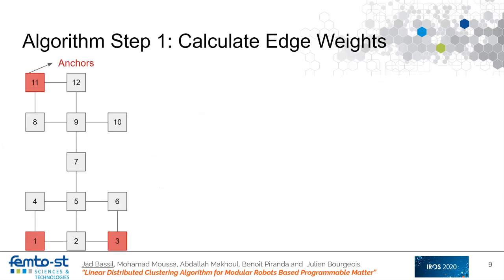Next, I will explain the steps of the algorithm. The first step consists of calculating the edge weights. To do so, we first define anchors as the set of points on the extremities of the geometry bounding box. On the example of the figure, anchors are positioned on modules in red. In order to explain how an edge weight is calculated, I will show it on the example of the edge between modules 5 and 7.